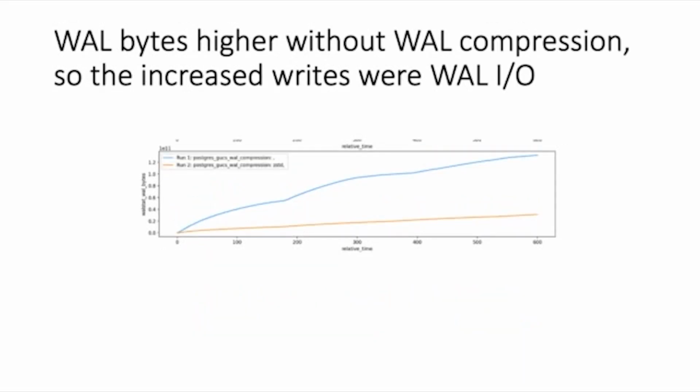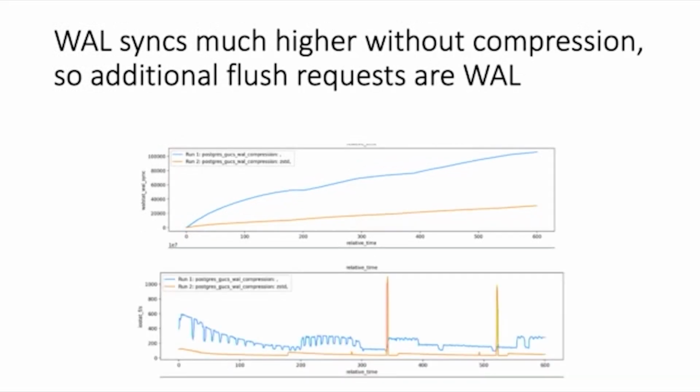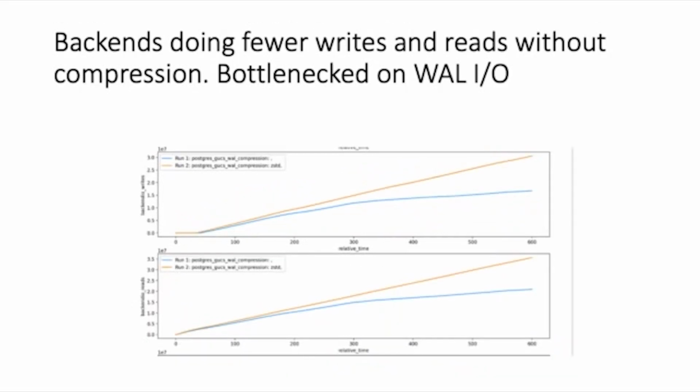And in pg_stat_wal, you can also see the WAL bytes. So without compression, there are more of them because we're writing more WAL. And again, this is WAL syncs from pg_stat_wal, and this is flush requests from iostat. So we're doing more WAL syncs and more flush requests without WAL compression.